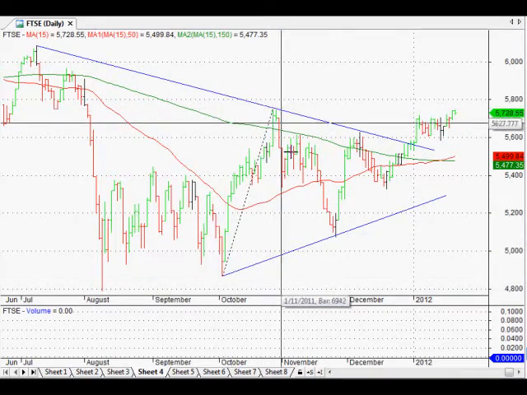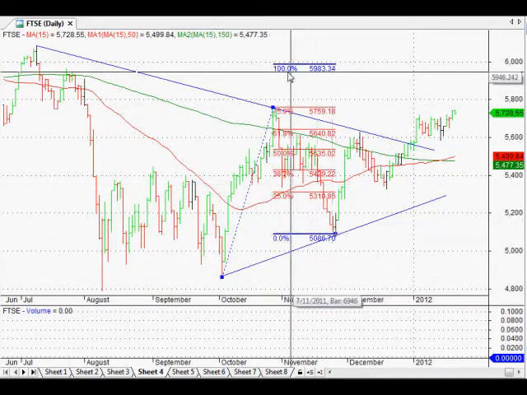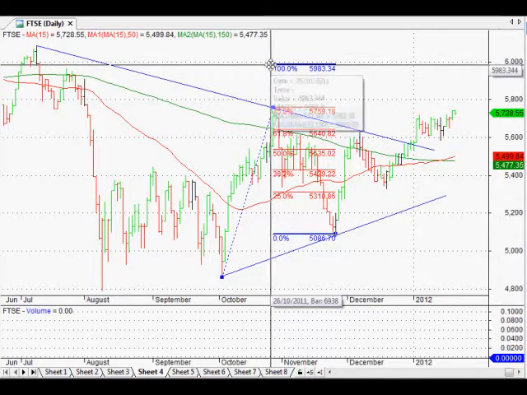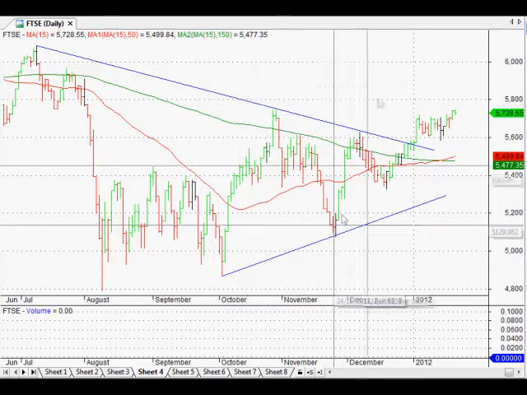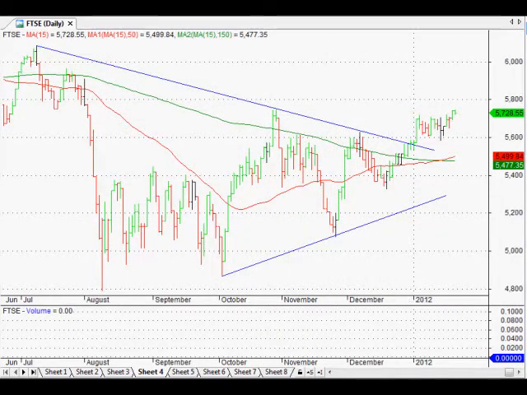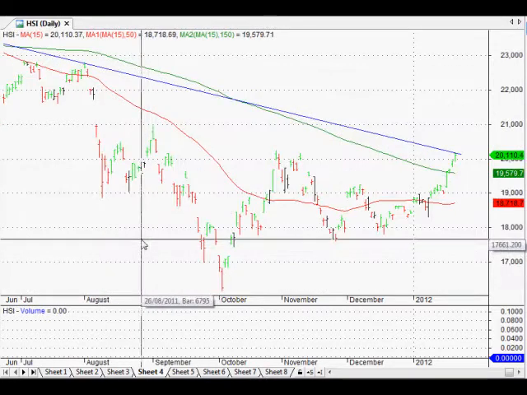this bar here and go up. We could get to 6,000 on the FTSE, I believe, and that's just based on a quick 100% projection. So very simple, very, very simple stuff, guys. Anyone can do this. Not rocket science in any way, shape, or form. Where have we got next? Let's check out the Hang Seng.